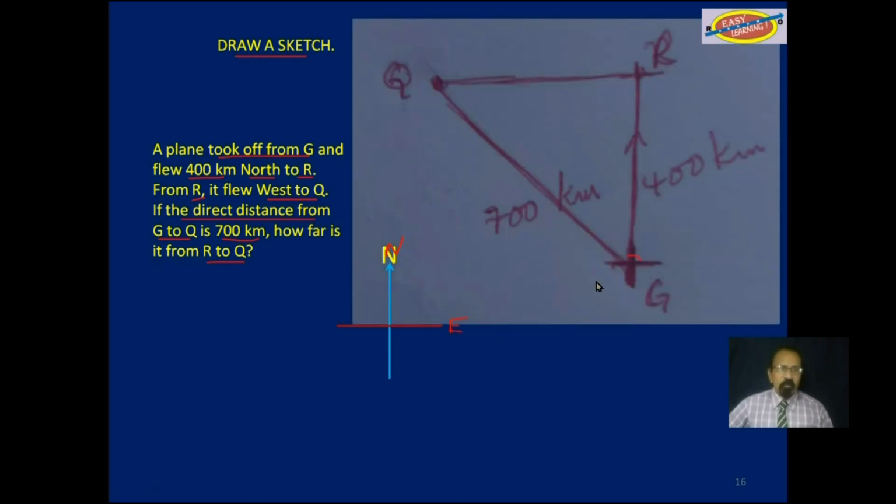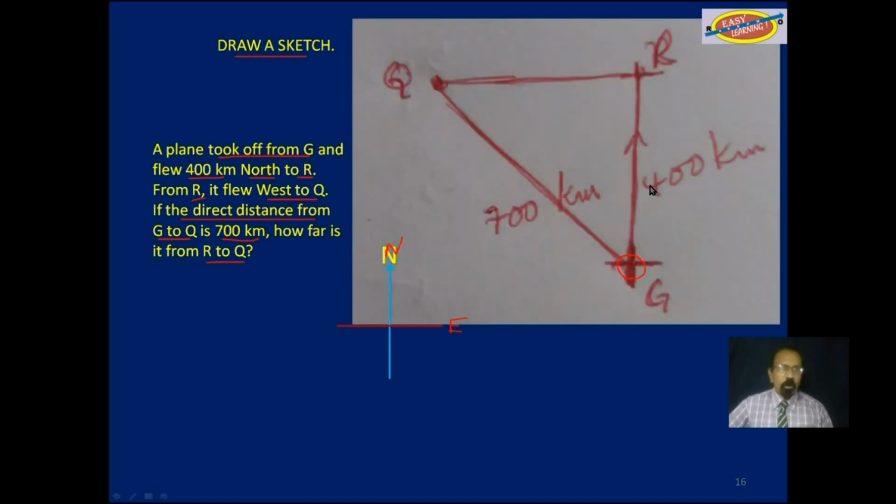The plane took off from G, flew north to R, which is 400 kilometers, and then from R flew west to Q. We don't know that distance. That is what we have to find. But we do know from G to Q is 700 kilometers. Okay, if that side there is uppercase R, then this side here is lowercase r, which is our hypotenuse. So we can write r squared is equal to g squared plus q squared.